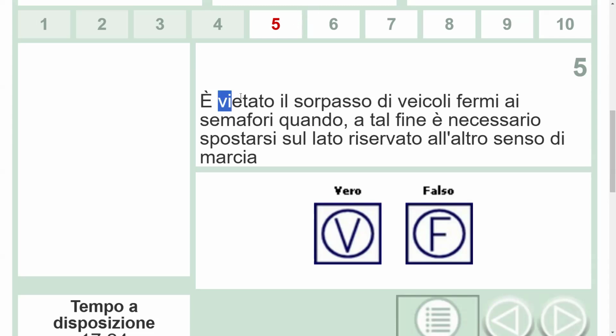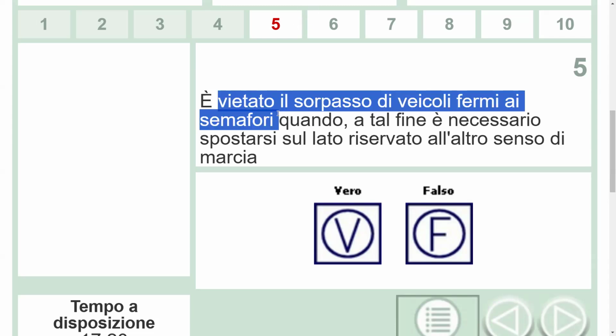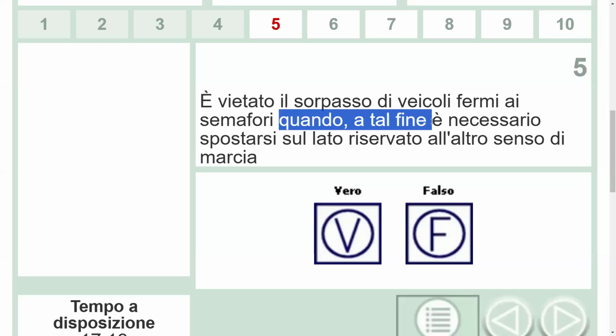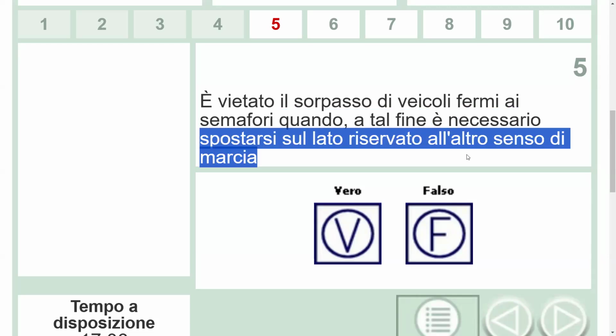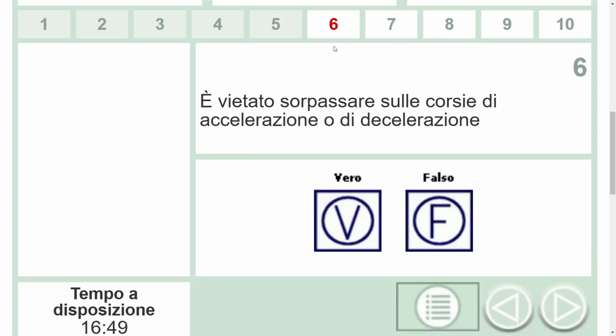È vietato il sorpasso dei veicoli fermi in semaforo. You're not allowed to overtake vehicles that are stopped at a semaforo, which means traffic light, quando a tal fine è necessario spostarsi sul lato riservato all'altro senso di marcia. It means you have to shift your car to the lato, the side, reserved for the opposite direction. Yes, you should not overtake a vehicle that is stopped at the semaforo if, in order to overtake it, you need to go on the opposite side of the road. Yes, that's vero, and we'll carry on.